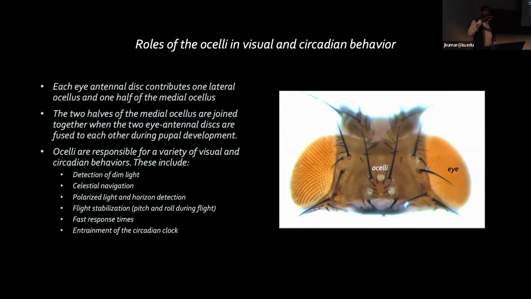As flies are flying, the 3 ocelli form this little triangle, and as light strikes one, it'll cast a shadow on the other. The flies can sense that and communicate that information to the wings and the halteres, and readjust their flight. So rather than rolling or pitching to one side, they can straighten out.